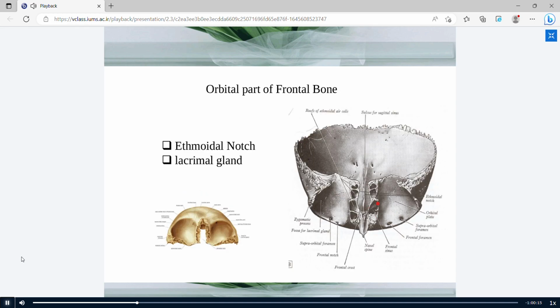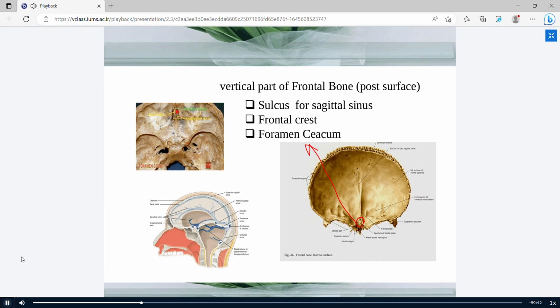In this slide, you can see a horizontal plate, or orbital part, of the frontal bone. There is a U-shaped notch between the orbital plates. The name of this U-shaped structure is the ethmoidal notch, because the ethmoidal bone is located inside the notch. In the previous slide, you can see the ethmoidal bone is located between the orbital plates of the frontal bone.